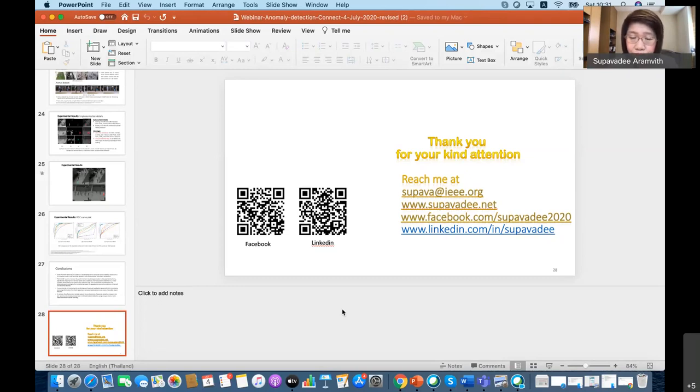Another question is, how does the GAN network learn the anomaly when it is fed with unreadable data, I guess?